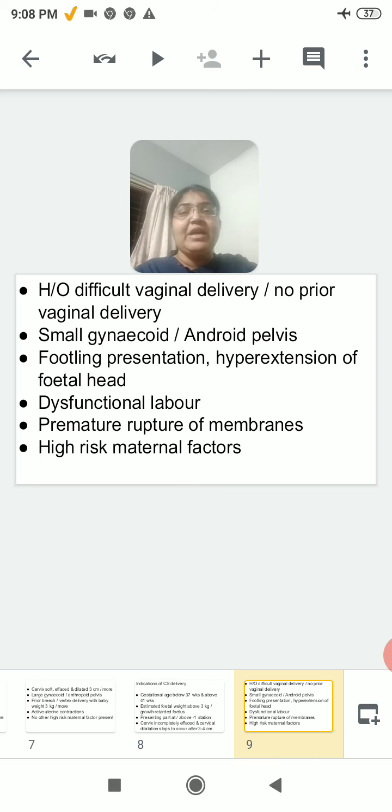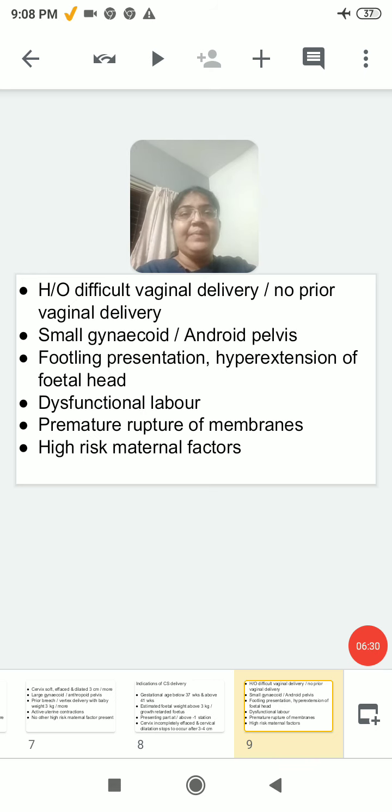History of difficult vaginal delivery or no prior vaginal delivery. The patient may have a prior history of vaginal delivery, but that was difficult. Various complications occurred at that time, or the patient had no history of previous vaginal delivery. Small gynecoid or android pelvis. In these small size pelvis, vaginal delivery is not possible.